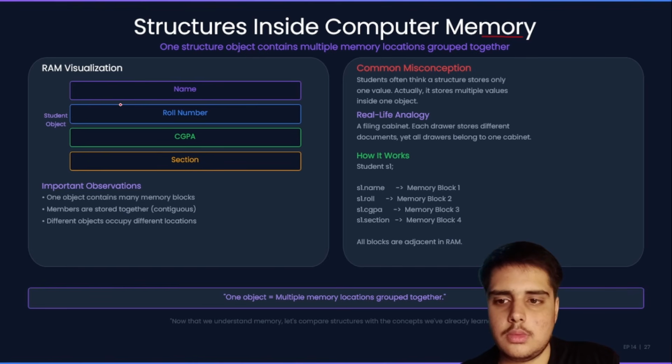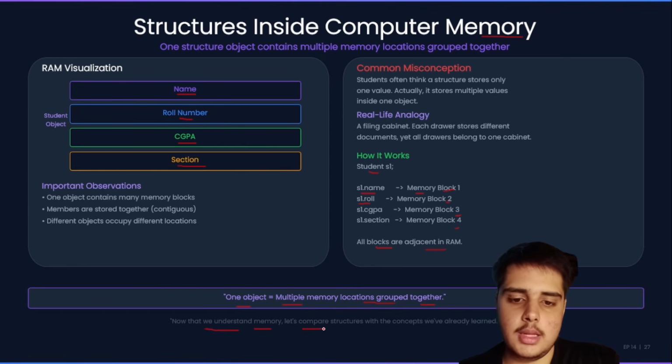So when we take a student object with name, roll number, CGPA, section, how it works is: student s1, s1 dot name gets the memory block 1, s1 dot roll the next one gets 2, similarly 3 and 4. So all blocks are adjacent in RAM. So one object is equal to multiple memory locations grouped together. So now that we have understood memory, let's compare structures with the concepts we have already learned.